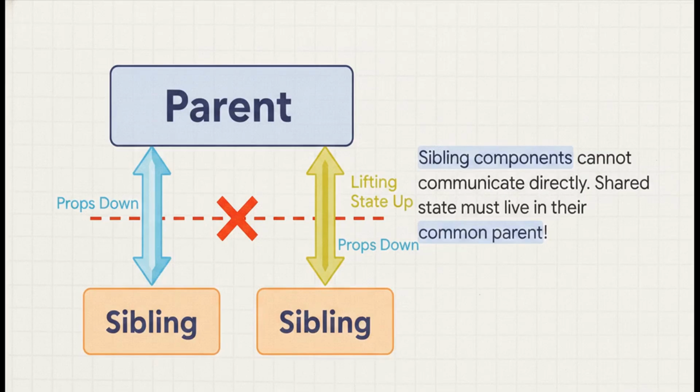But here's the catch, and it's a strict rule of React data flow. Sibling components cannot communicate directly. If your search bar needs to talk to your search results, they can't just whisper to each other. You have to do what's called lifting the state up to their common parent component. That parent holds the shared state and then passes it strictly downwards to the children as props. In React, data only ever flows downwards.